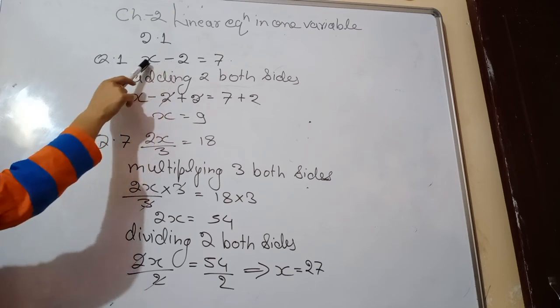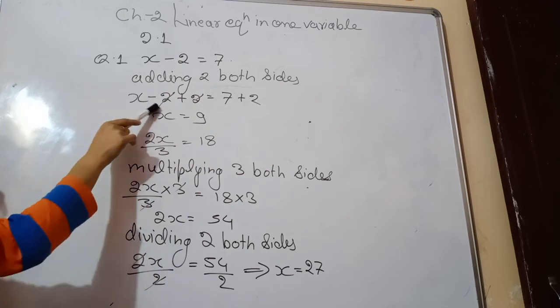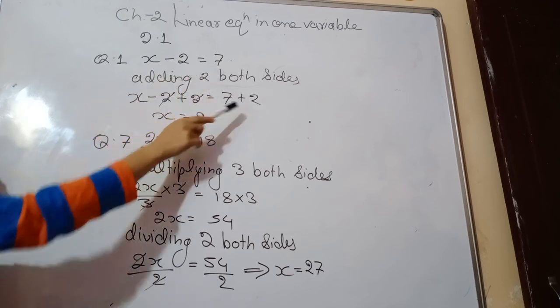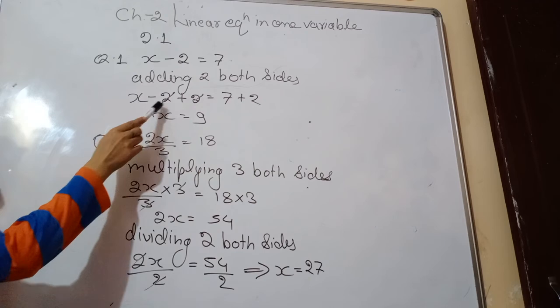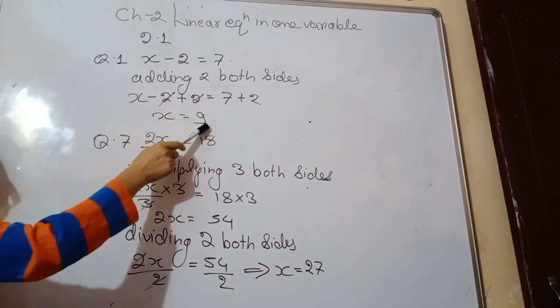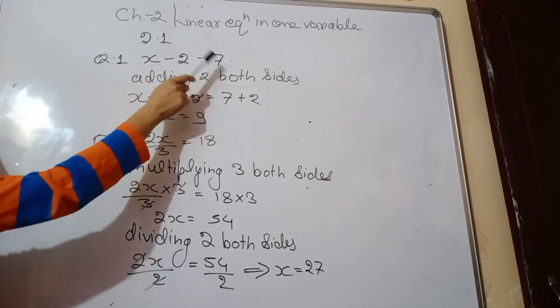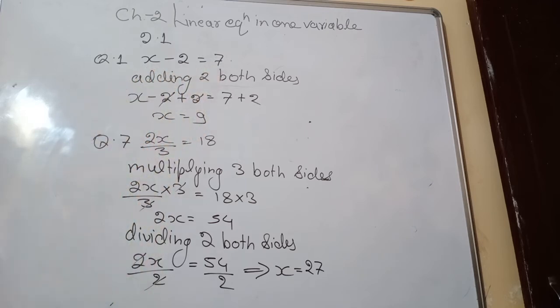So the same number which is along with the variable side, we add to both sides. Here x minus 2 plus 2 and here 7 plus 2. Okay, so what will we get? Plus 2 and minus 2 cancel out. What is remaining left? x. And here 7 plus 2 gives us 9. And when you place 9 here, 9 minus 2 also gives us 7. It means our solution is correct.